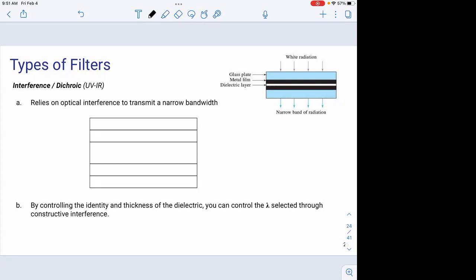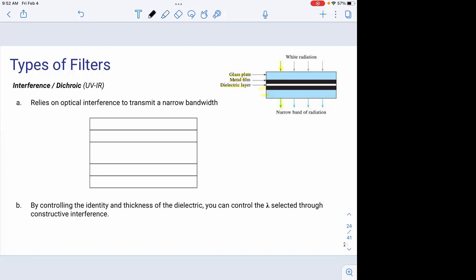So let's talk about the structure of this filter first. If I'm over on the right-hand side of this slide, notice that I have a glass plate that sandwiches a metal film, a dielectric layer, and then another metal film, and then a glass plate. Basically what's going to happen is you're going to have polychromatic radiation hitting one side of this filter, and that optical interference, which happens in the middle of this sandwich, is going to result in a narrow band of radiation coming out the other side. Okay, so let's talk about how that happens.